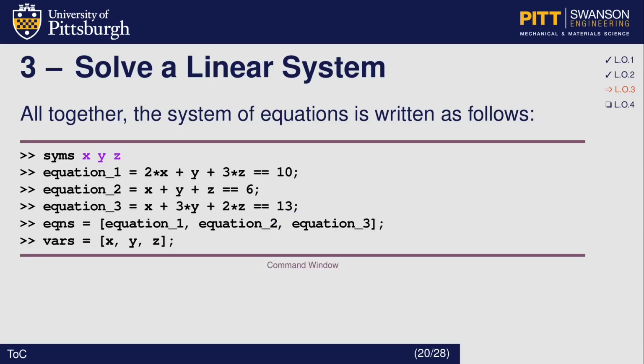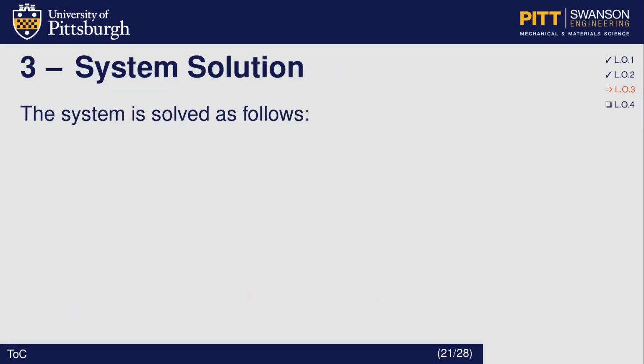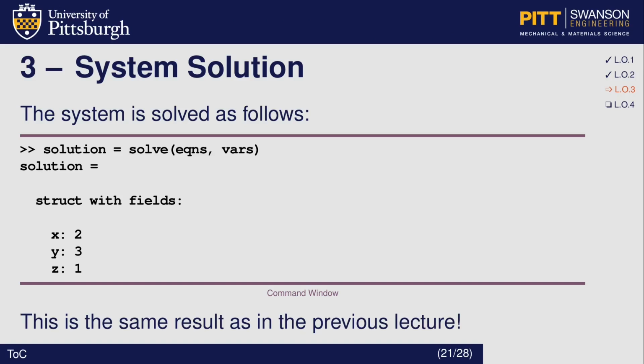Altogether, the entire system of equations is written here with the 3 symbolic variables defined, all 3 of the equations written out, and note that all 3 equations are now stored in a vector, and all 3 variables are also stored in their own vector. Then the system is solved as follows. Solution equals solve equations and variables, which produces the output that solution is a struct with fields x is 2, y is 3, and z is 1. This is exactly the same result that we saw in the previous lecture.